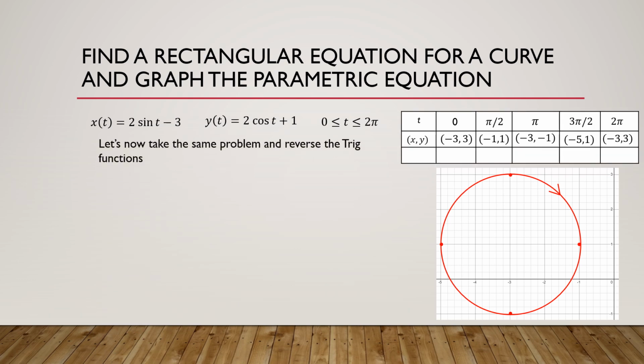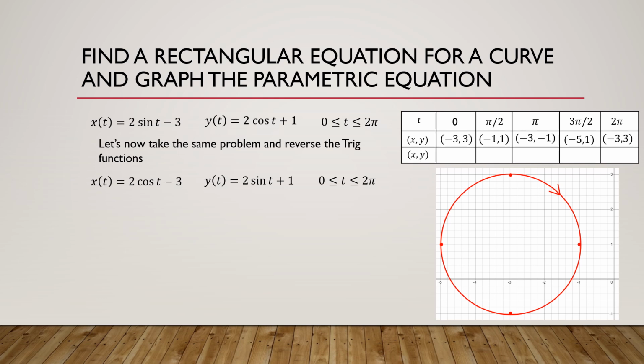Next, let's take the same equation and reverse the trig functions. This set of parametric equations will then be x of t equals 2 cosine t minus 3 and y of t equals 2 sine t plus 1 for t between 0 and 2 pi. For this, we will use the same chart and fill in the second row for our new equations.